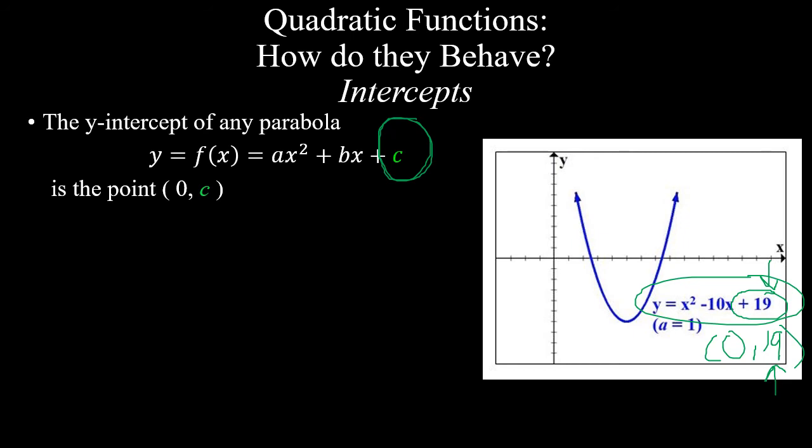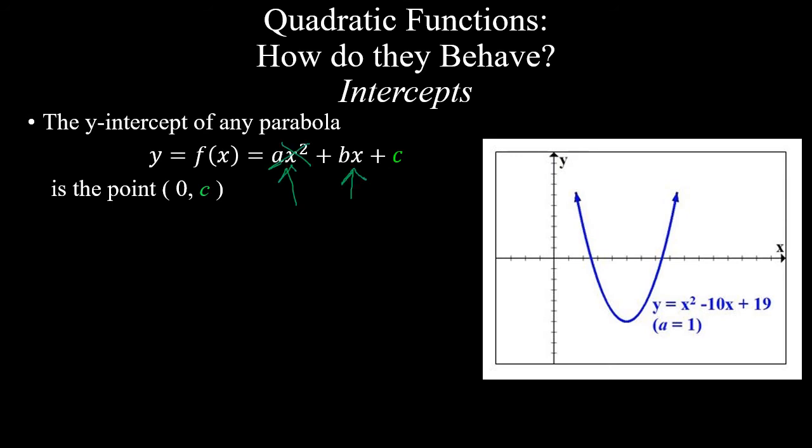And that should make sense because when we're calculating intercepts, we just plug in 0 for the opposite variable. So if we want to find the y-intercept, we plug in 0 for x, and these two terms are going to go away, and we're just left with c. So we plugged in 0 for x, and we got c. That's where that comes from.